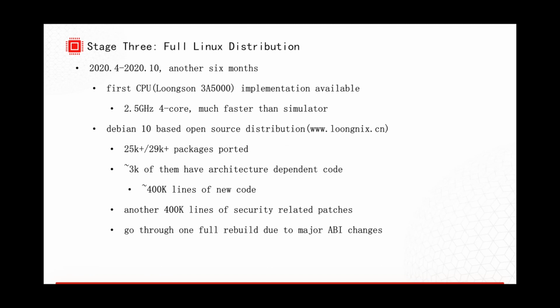In this stage, we build a full Linux distribution. It's another 6 months. The first implementation of LoongArch is Loongson 3A5000. This processor is a 2.5 gigahertz 4-core processor. It's much faster than the simulator. So the ecosystem evolution is significantly sped up.